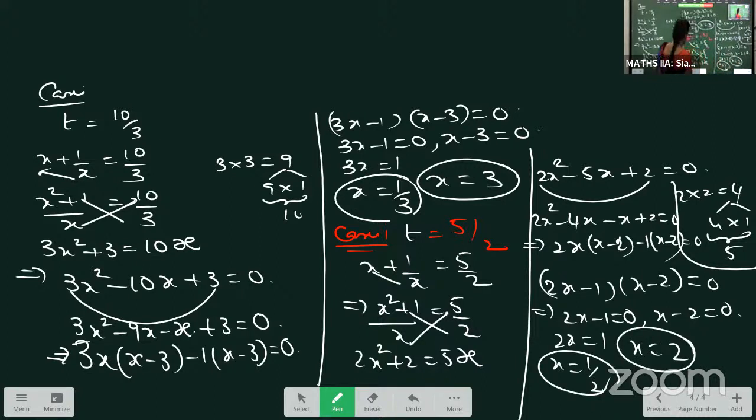1, 2 and here 3, 4. The question started with x to the power of 4, so x power 4 means we will have 4 roots. We got them. Okay, then this is also finished.